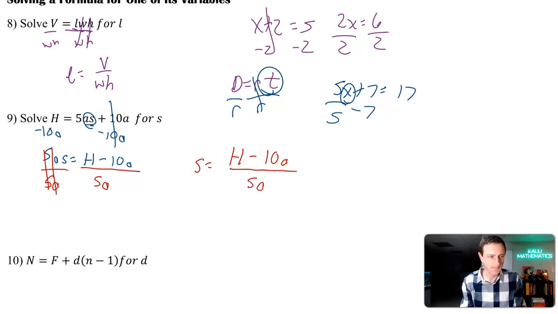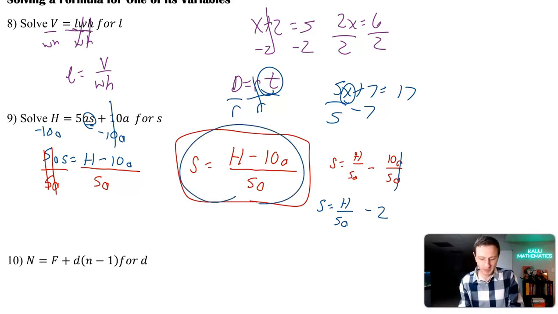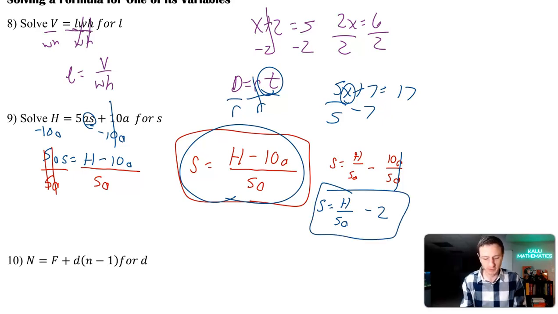That's perfectly fine. If you left it like this, that's probably fine. But you could take this a little bit further and say H over 5A minus 10A over 5A. Then you'd be able to simplify the 10 and 5 and the A. So you'd have S is equal to H over 5A minus 10 divided by 5 is 2, and then the A's cancel. But I'd be completely fine with this, and if you did that, that's also fine.